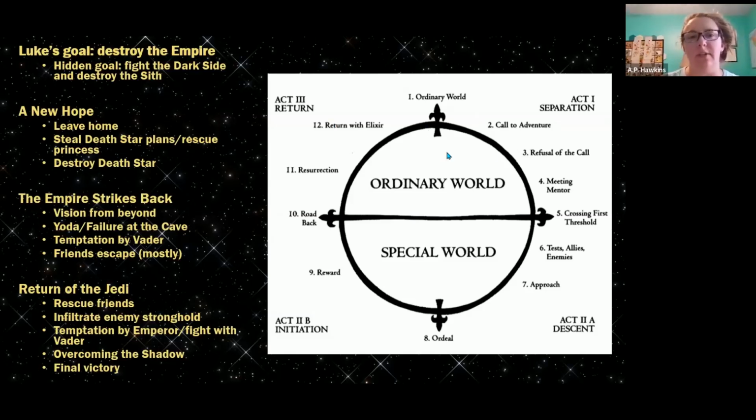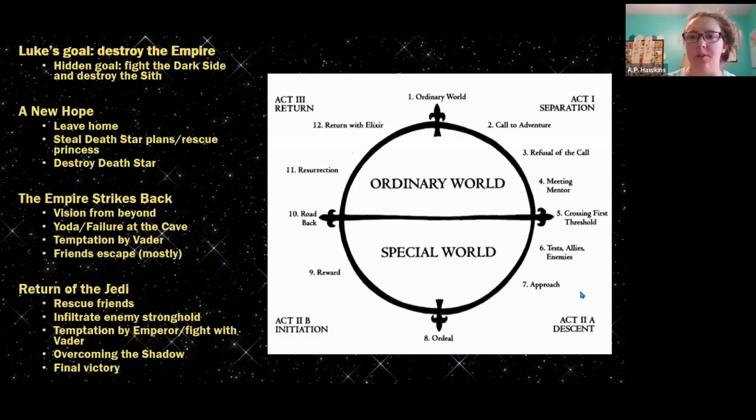So then we go into The Empire Strikes Back. Luke is in his ordinary world, working with the rebellion, fighting the Empire, and he gets another call to adventure. He gets a vision from beyond, from Obi-Wan, again the mentor setting him on his path of adventure, and he has to cross this. He has to go to Dagobah to train with Yoda, and so that is him meeting that first threshold, right? That's his threshold, having to succeed in his training with Yoda.